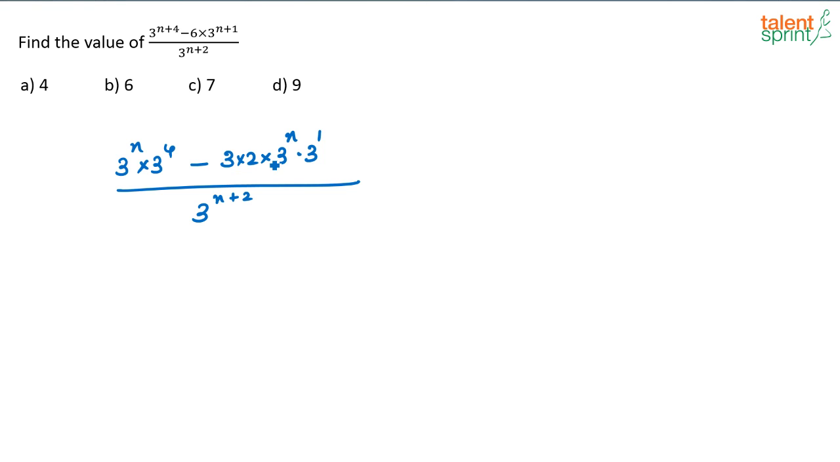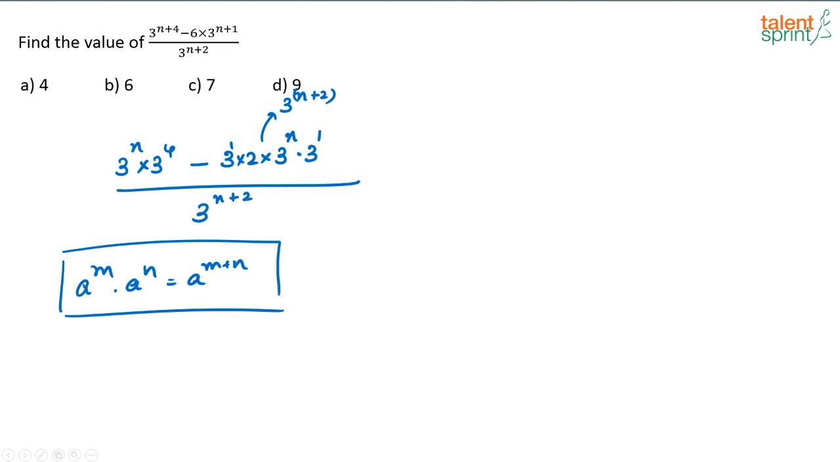Now here if you see, what is this expression? This is nothing but 3 to the power of n plus 2. Right? Here I have 3 to the power 1, 3 to the power 1. See, what is the identity that you have to use here? a to the power m into a to the power n is equal to a to the power of m plus n. Now if you know this, the question is very easy.